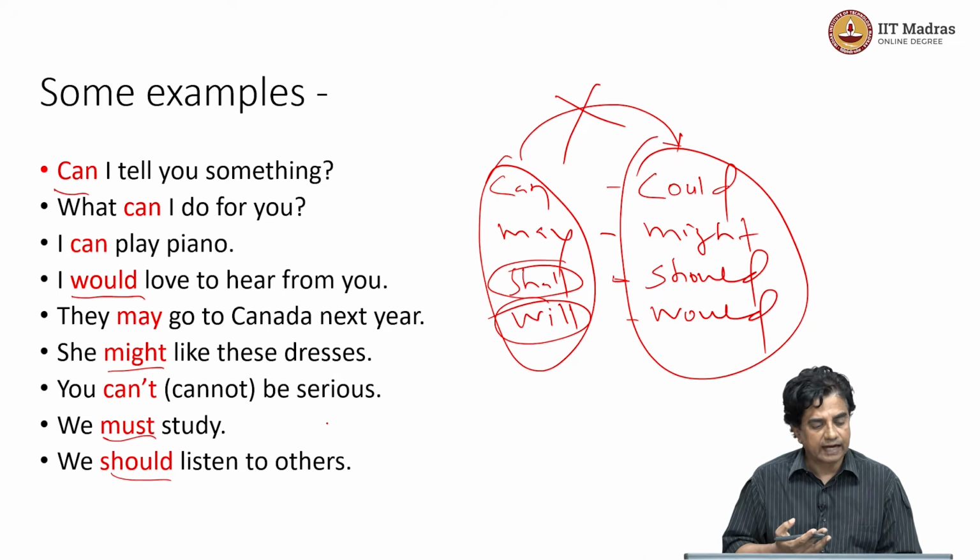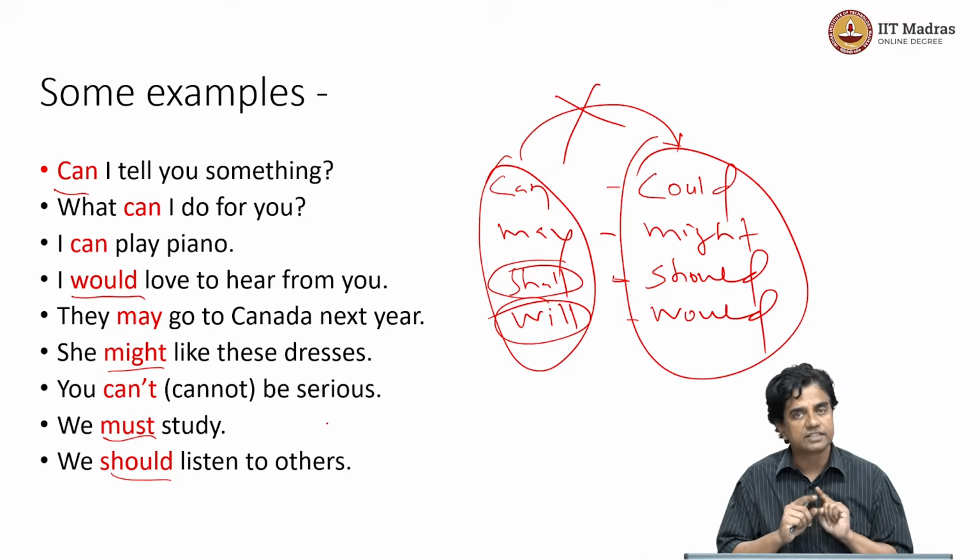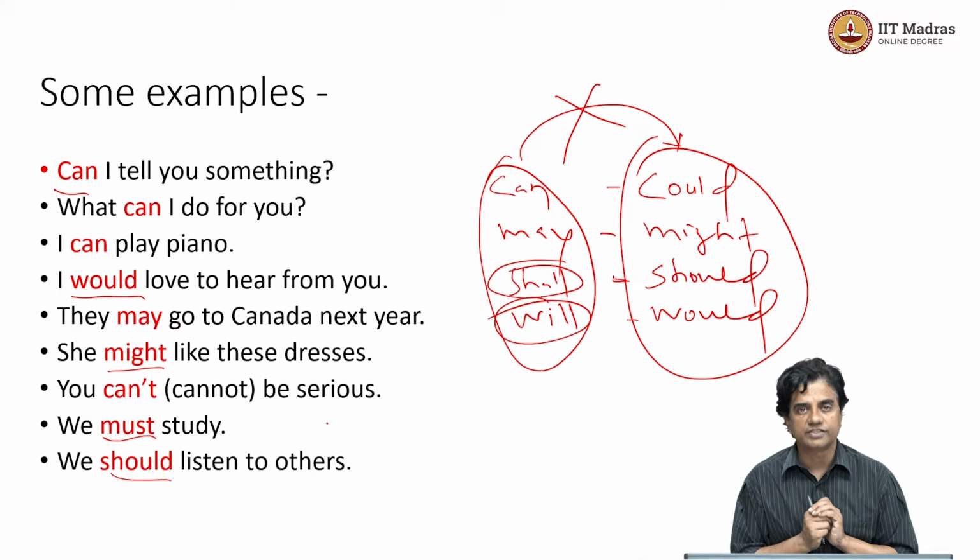Willingness. "I can play piano." Possibility. "I would love to hear from you." Again, willingness. So every time you look at a sentence, "you might like these dresses." Possibility. When we look at these interpretations about possibility, obligation, if you go deeper, these possibilities could again have multiple interpretations, like some could be strong possibility, some could be weak possibility. And all these things are expressed through modal auxiliaries.